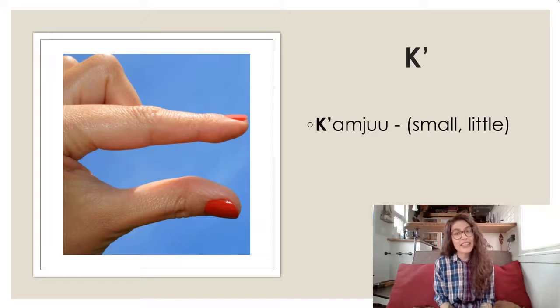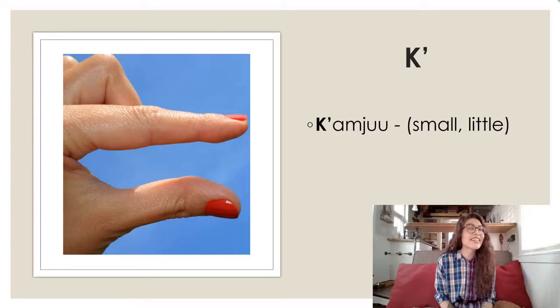Our next sound is K with a tick, is what we call it. Can you make the sound? So to make this sound, you put your tongue, again, kind of to the roof of your mouth, but in the middle, and you're making a clicking sound at the top of your mouth. It's coming from the top of your mouth, the back of your throat, and being projected outward. A word that uses this sound is the word for small or little, which is kamju. Can you say kamju?